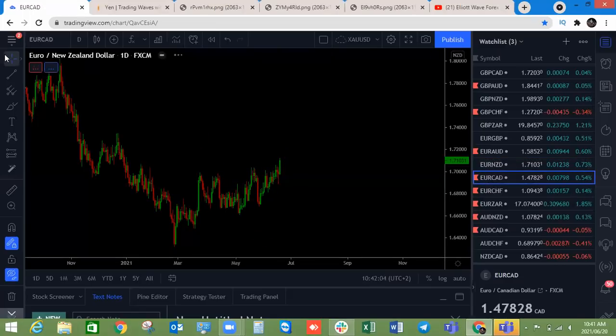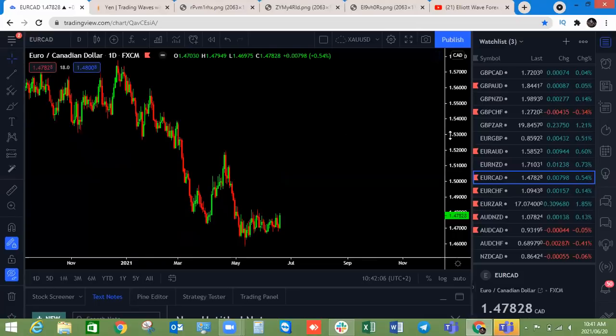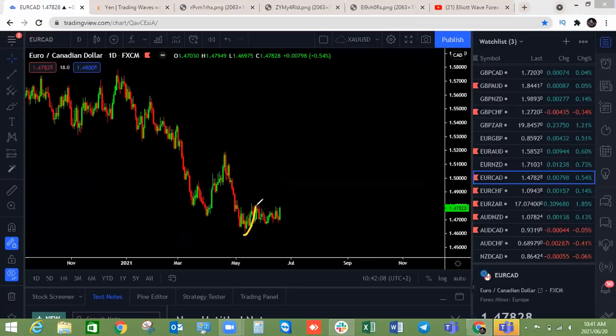EURCAD. EURCAD just going sideways. Eventually we will break to the upside, just like Pound CAD. We will break to the upside and make a structure like this, but still we'll expect this to continue to the downside. That is just a 3-wave correction.